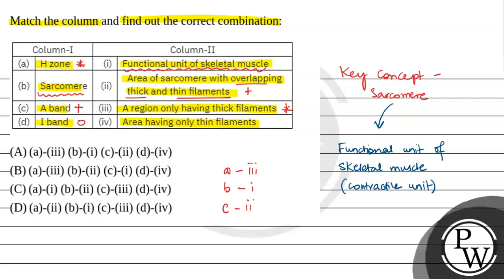And finally, जो I band होता है, I band is the area having only thin filaments या the actin filaments only. So D is matched to 4. So A का 3, B का 1, C का 2, D का 4 भी इसमें है. So the final answer for this question is option A.